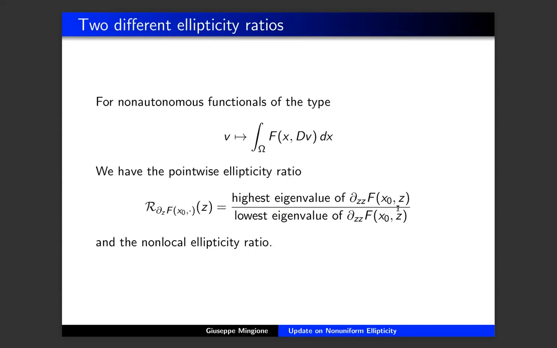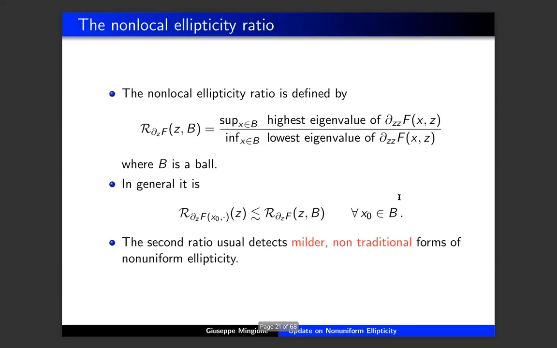So as I told you, for non-autonomous functionals, we can consider the following ellipticity ratio. So we freeze the integrand at one point, and we consider this as a variable of z. And if this is uniformly bounded with respect to z at any point, and also uniformly with respect to x0, then there is no problem in considering uniform ellipticity.